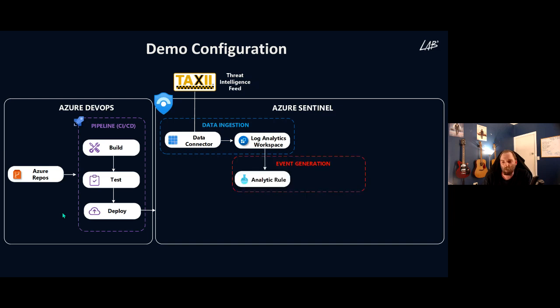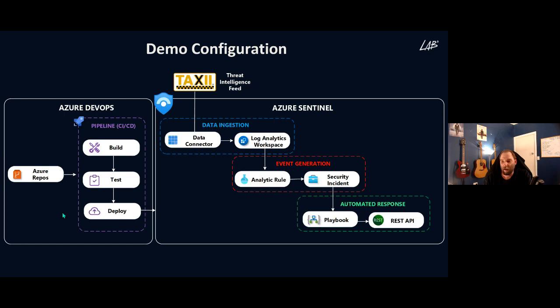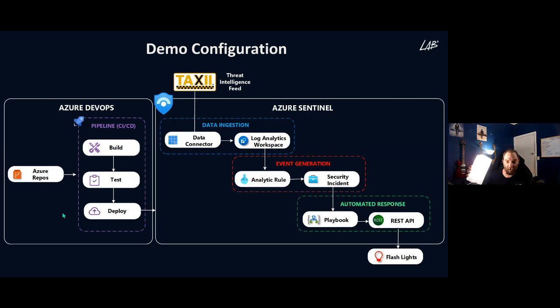An analytic rule will query that workspace every 5 minutes, and when it returns a result, it'll create a new security incident. Upon the creation of that incident, an automation rule is triggered and will fire off a Sentinel playbook that calls a REST API, and that API is going to make all the lights in my office here flash red. So I've got a lamp sitting next to me here, which I got from IKEA. So that's going to run every 5 minutes. So if you see things starting to flash red, then it's worked.